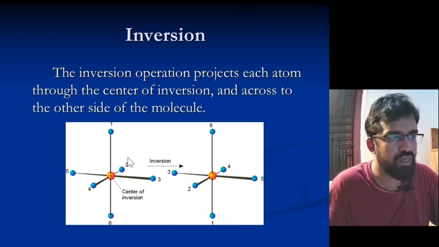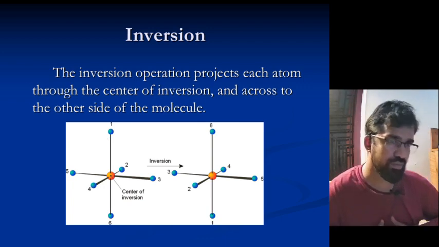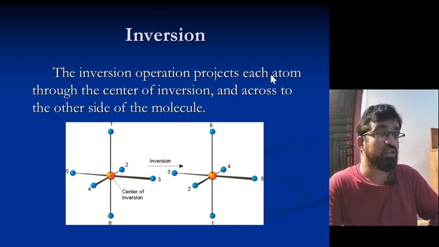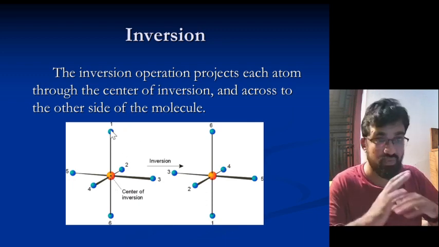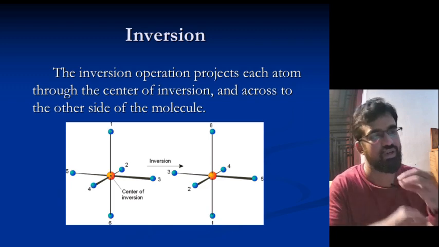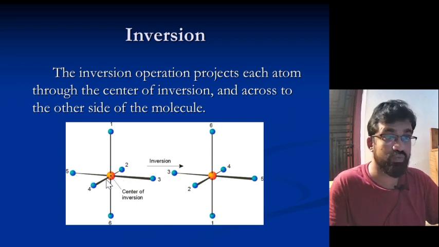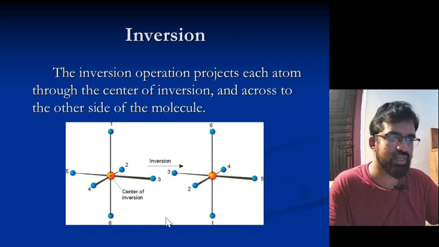Next symmetry operation is inversion. What do you mean by inversion? Inversion is an operation that projects each atom through the center of inversion to the other side of the molecule. So the molecule is inverted. Here this molecule has 6 atoms attached at the center.